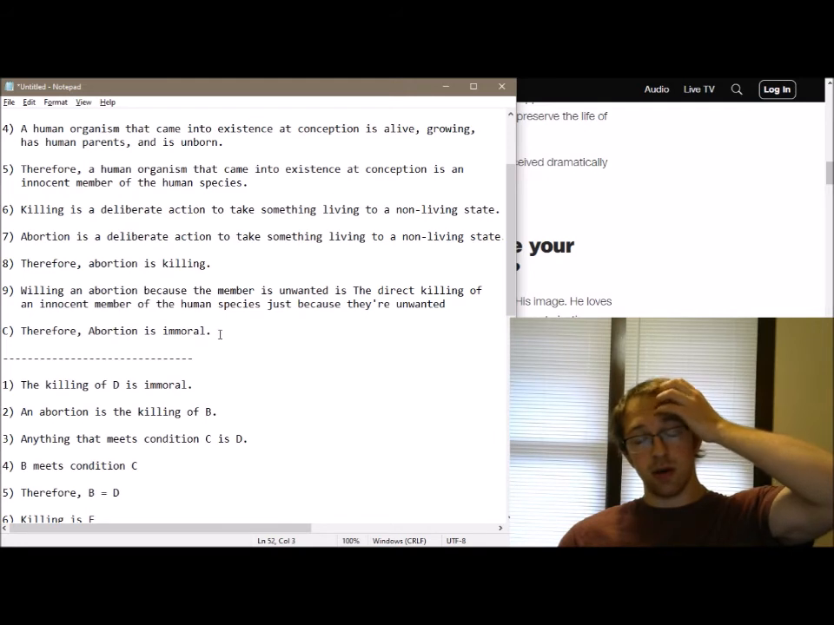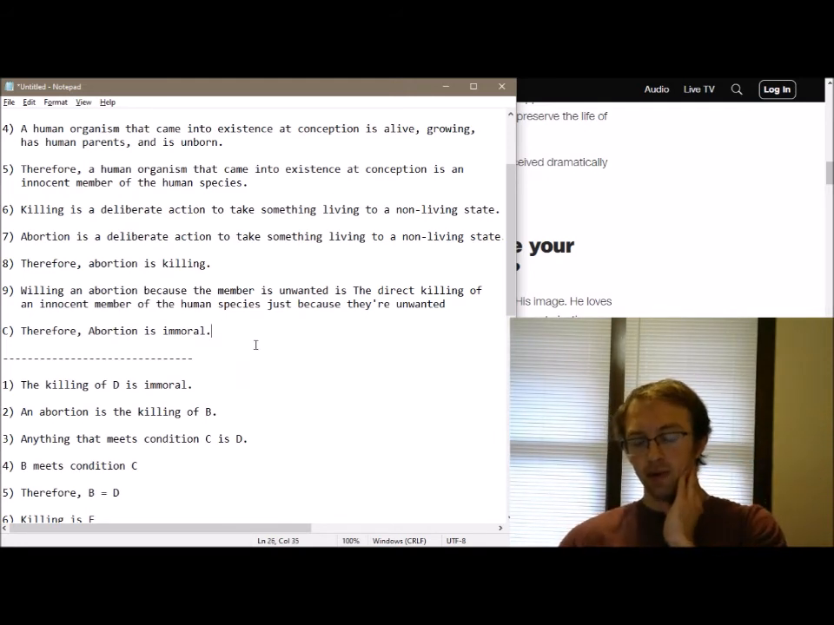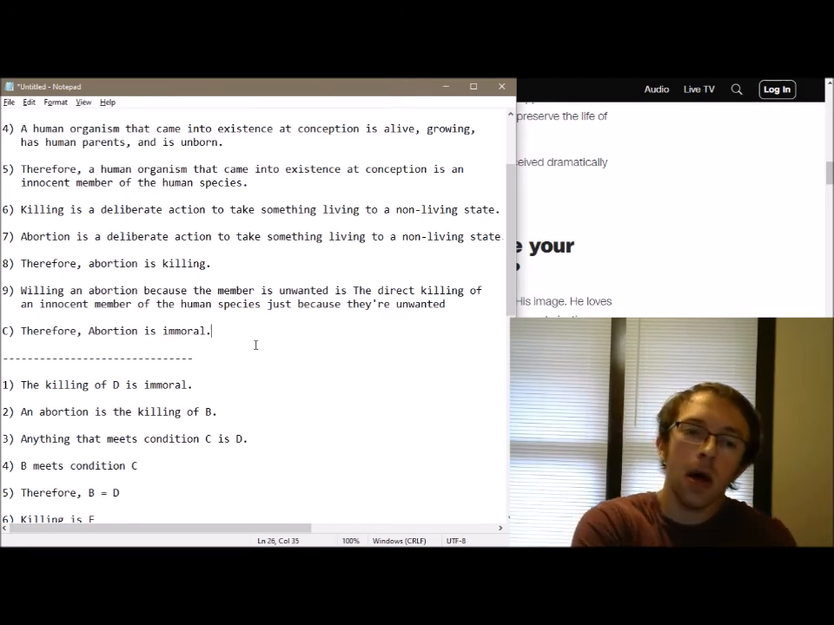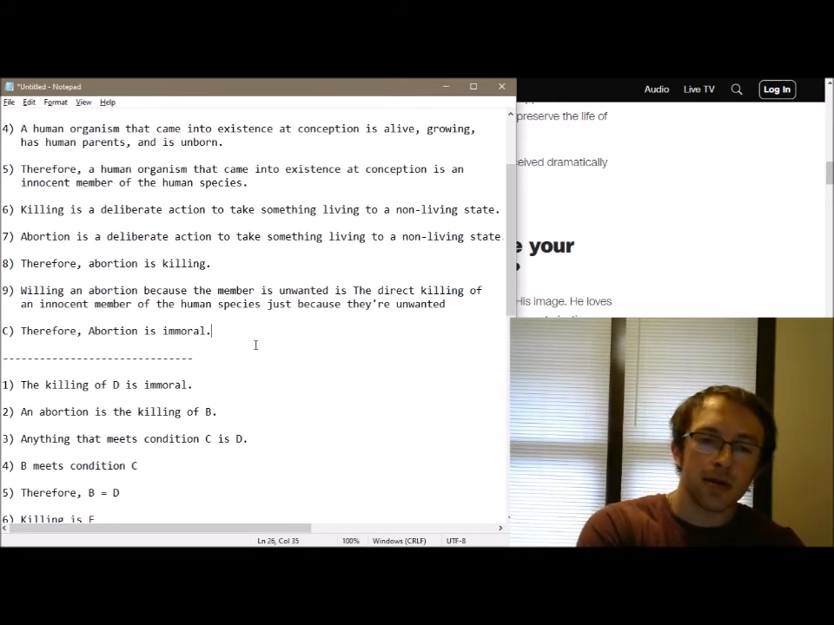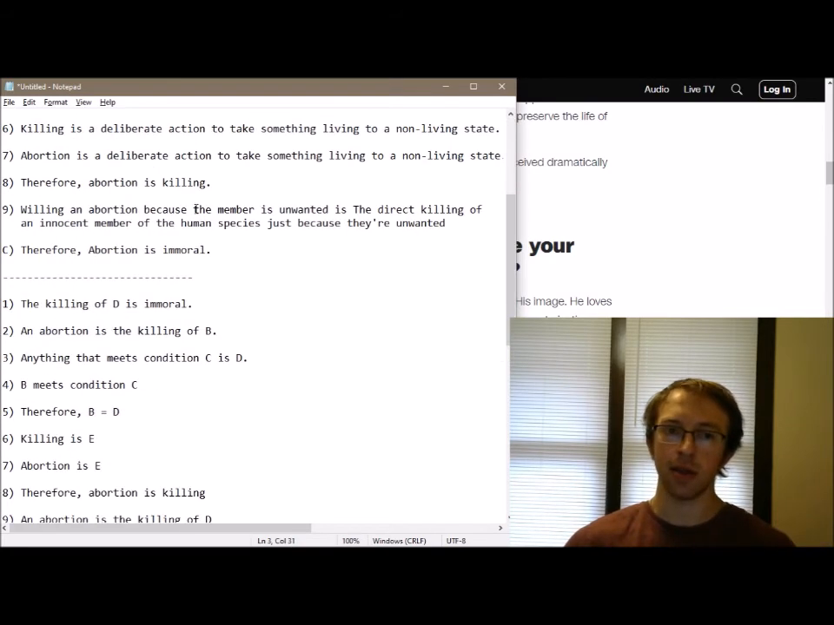Why should it be illegal? Something being immoral is not enough for it to be illegal, right? Because there are lots of immoral things that we don't necessarily think should be illegal. But I think he would argue further. I think you'd take premise one, the direct killing of an innocent member of the human species, and replace "is immoral" with "should be illegal." And I think the argument could work out that way.